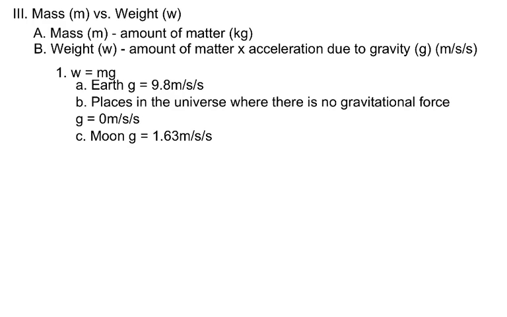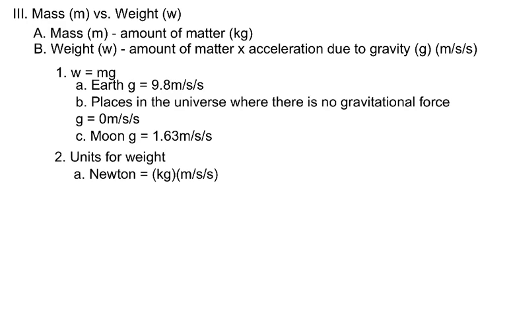The value for g varies depending on where you are in the universe. On Earth, we have a value of 9.8 meters per second squared. There are places in the universe where there's no gravitational force at all, or g is 0 meters per second squared. So in those places, your weight is also 0. Or if you're on the moon, for example, where your acceleration due to gravity is about 1/6 of what it is on the Earth, then your weight will be about 1/6 of what it is on the Earth.